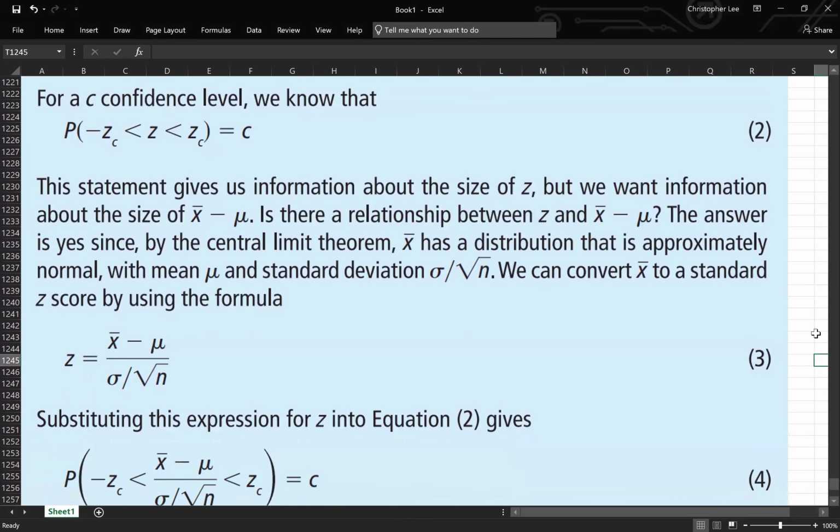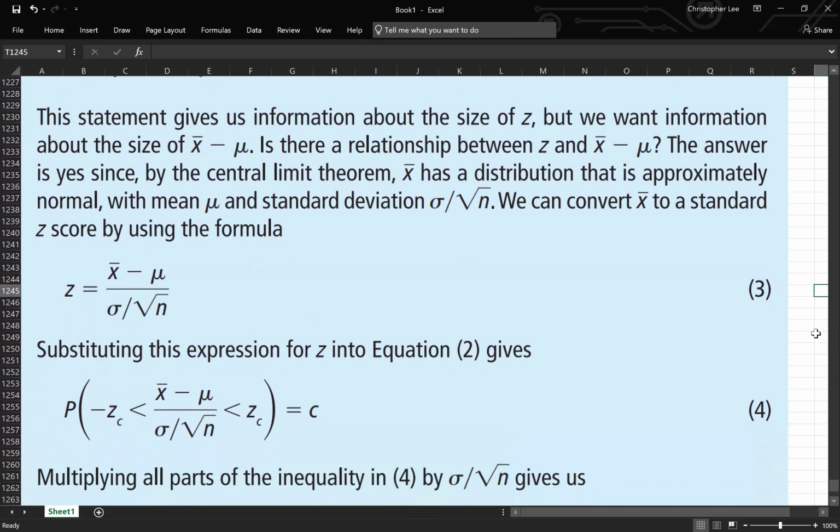So for a confidence level C, we know that the probability of negative Z critical less than Z less than Z critical is going to be the critical value. This statement gives us information about the size of Z, but we want information about the size of X bar minus mu, that error. So is there a relationship between Z and X bar minus mu?